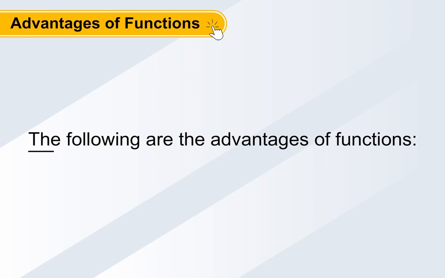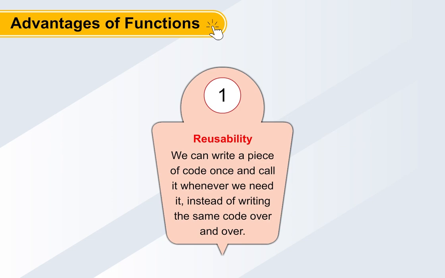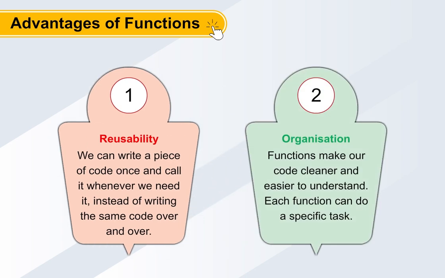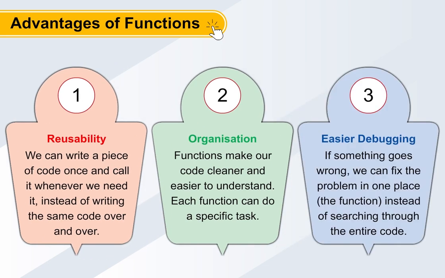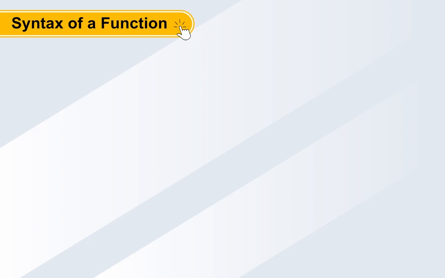Advantages of functions. The following are the advantages of functions. 1. Reusability. We can write a piece of code once and call it whenever we need it, instead of writing the same code over and over. 2. Organization. Functions make our code cleaner and easier to understand. Each function can do a specific task. 3. Easier debugging. If something goes wrong, we can fix the problem in one place, the function, instead of searching through the entire code.